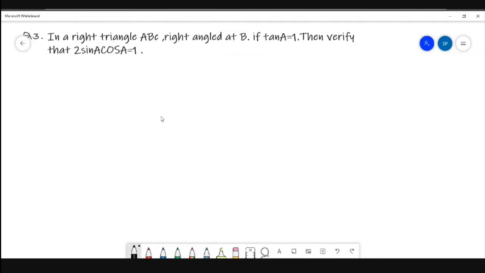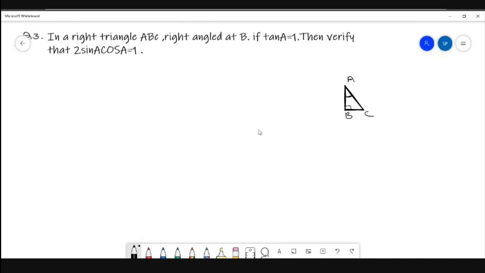Okay. We have the third question here. In a right triangle ABC, right angle at B, if tan A equal to 1, then verify that 2 sin A cos A equal to 1. So we have to consider a triangle right angled at B. Now with respect to A, it is given tan A. So with respect to A, which is the opposite side? Yes, BC is the opposite side, AC hypotenuse and AB is the adjacent side. So it is given here tan A equal to 1.